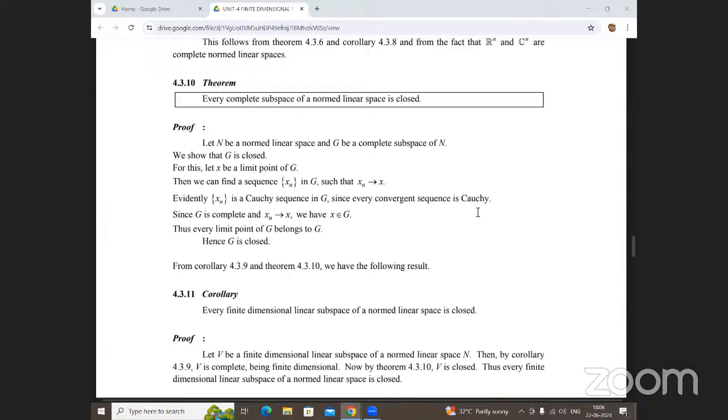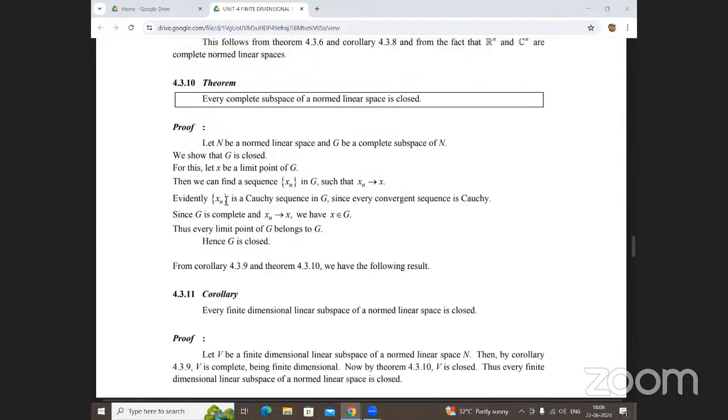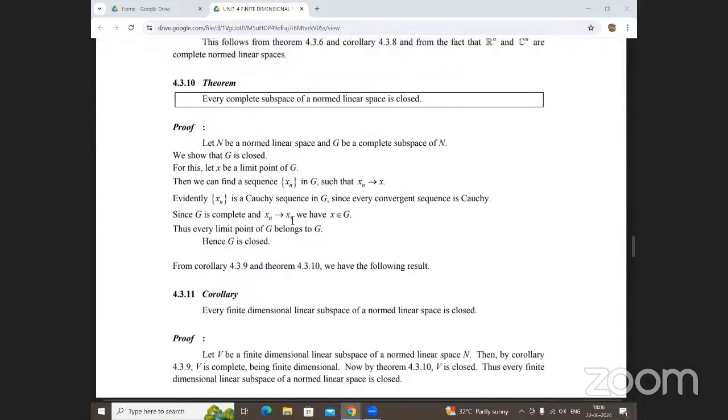Cauchy means a sequence is defined by Cauchy, and that is why it is called a Cauchy sequence. So, given that a sequence is convergent, it is also a Cauchy sequence. Convergent sequence means, suppose Xn is a sequence with limit Xn equal to X. Then it implies mod Xn minus X is less than epsilon. That is the convergent sequence, also represented as Xn converges to X.